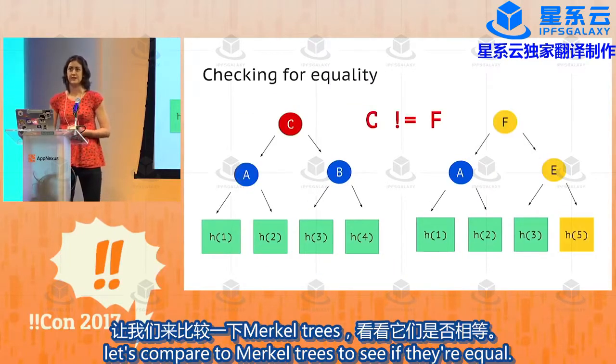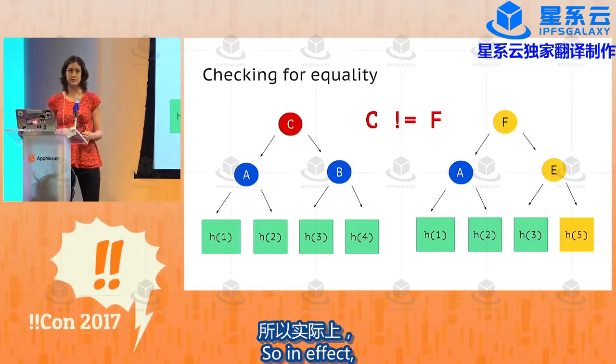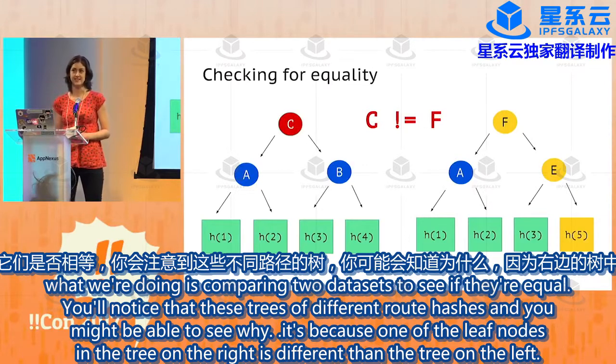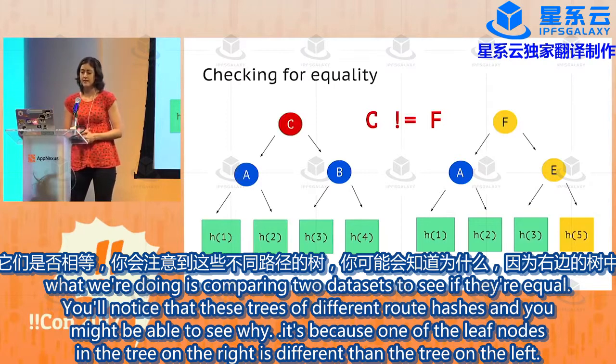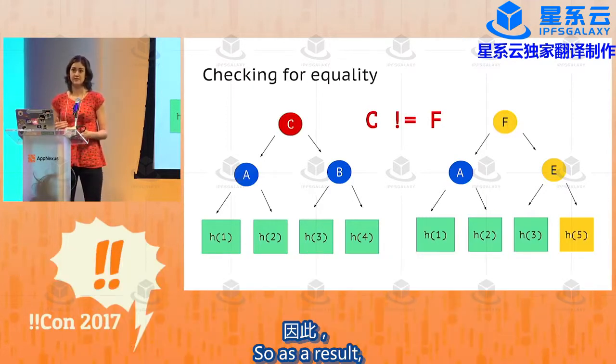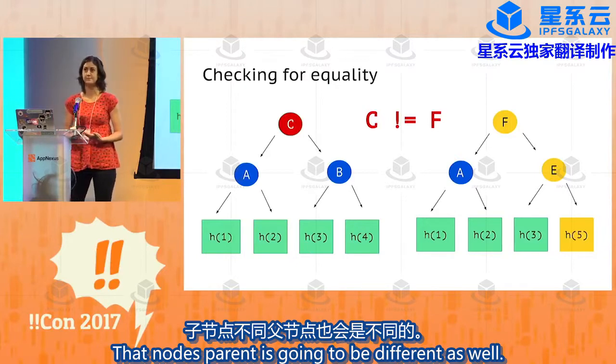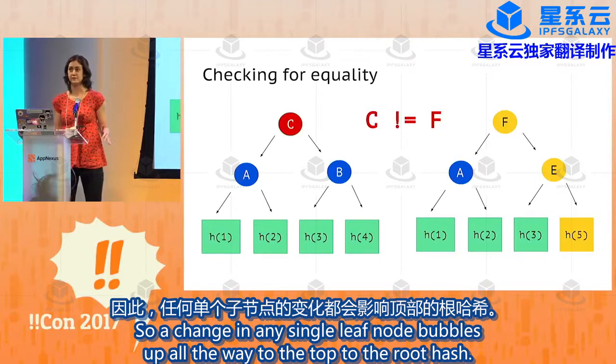So let's look at an example. Let's compare 2 Merkle trees to see if they're equal. Remember that a Merkle tree is just a representation of a data set, so in effect what we're doing is comparing 2 data sets to see if they're equal. You'll notice that these trees have different root hashes, and you might be able to see why. It's because one of the leaf nodes in the tree on the right is different than the tree on the left. So as a result, its parent node is different, and consequently that node's parent is going to be different as well. So a change in any single leaf node bubbles up all the way to the top, to the root hash.